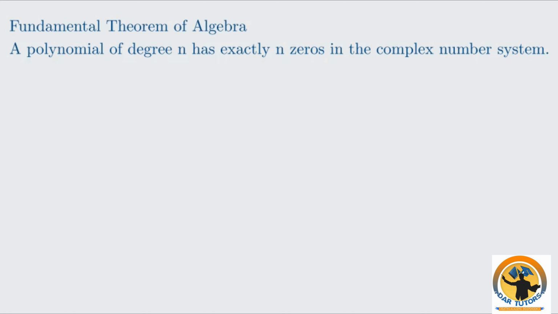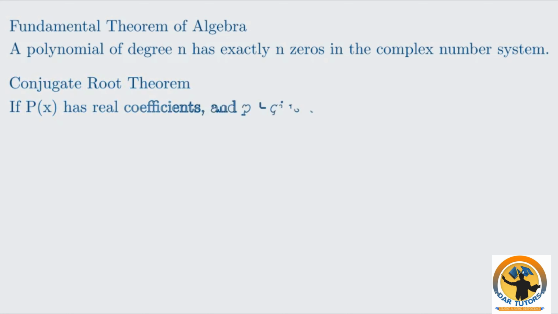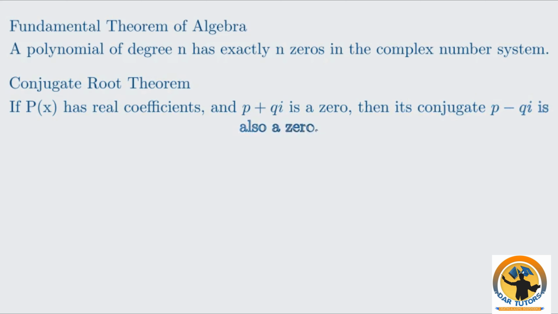A crucial consequence of this theorem for polynomials with real coefficients is the conjugate root theorem. The conjugate root theorem states that if a polynomial p of x has real coefficients, and if a complex number p plus qi is a zero, then its complex conjugate, p minus qi, must also be a zero. This means complex zeros always come in conjugate pairs. You will never find a polynomial with real coefficients that has a single complex zero without its conjugate. This theorem is incredibly powerful because if you find one complex zero, you automatically know another one, which can significantly simplify the process of finding all zeros.